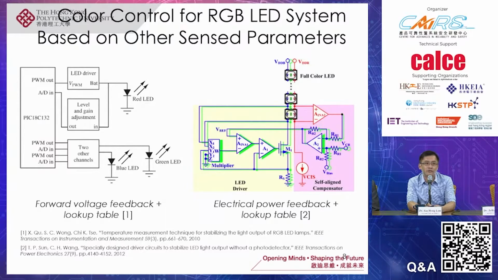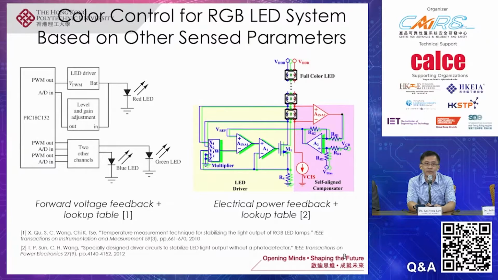One is by using forward voltage feedback. Forward voltage can be associated with the junction temperature of the LED. Therefore, when the junction temperature of the LED changes, for example, due to the environment temperature change or some other factor, the junction temperature information will be reflected by the forward voltage. Therefore, based on the sensed forward voltage, we can calculate the right amount of duty cycle to apply for each color so as to restore the color back to the desired point despite the temperature change.